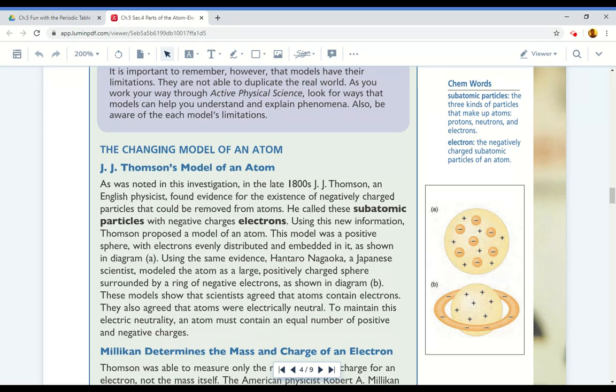It is important to remember, however, that models have their limitations. They are not able to duplicate the real world. As you work your way through Active Physical Science, look for ways that models can help you understand and explain phenomena. Also, be aware of each model's limitations.